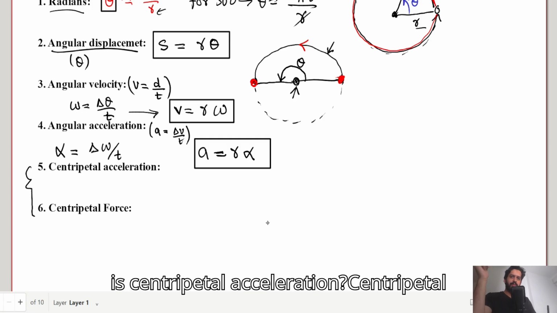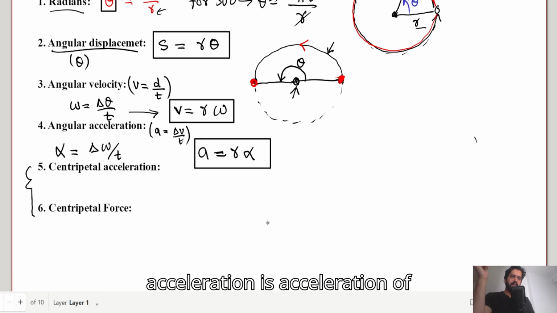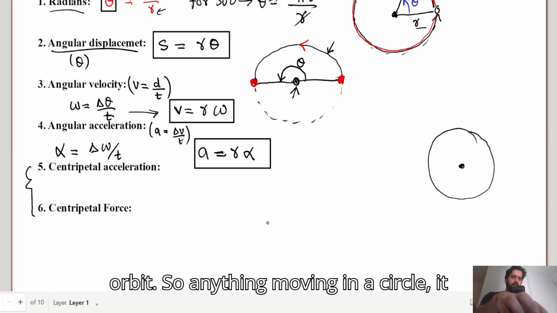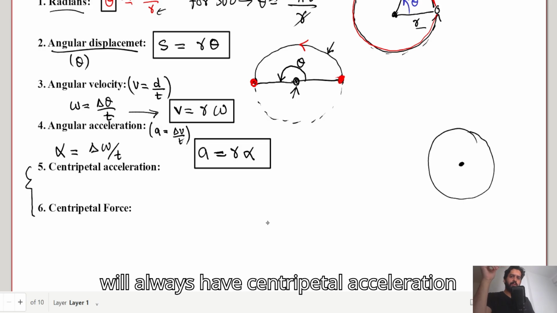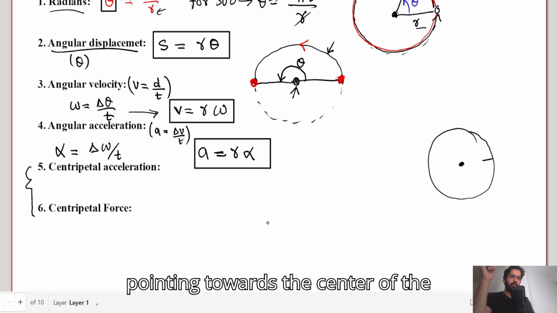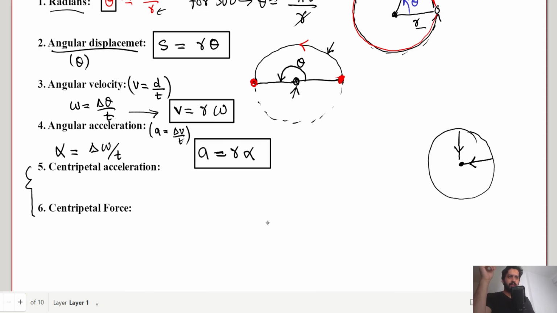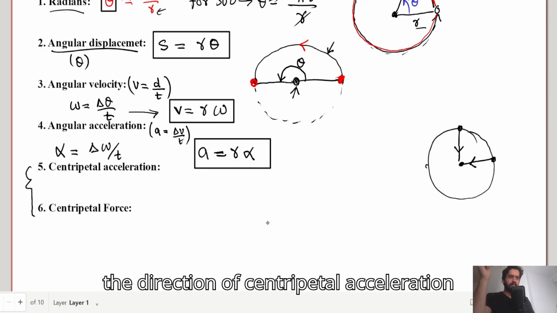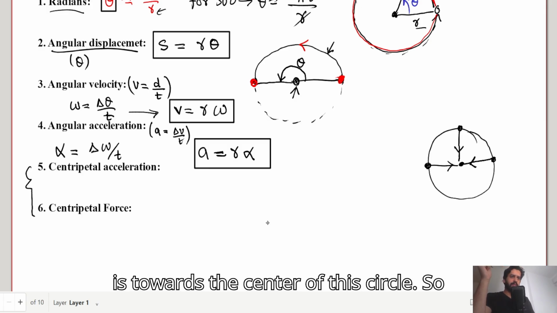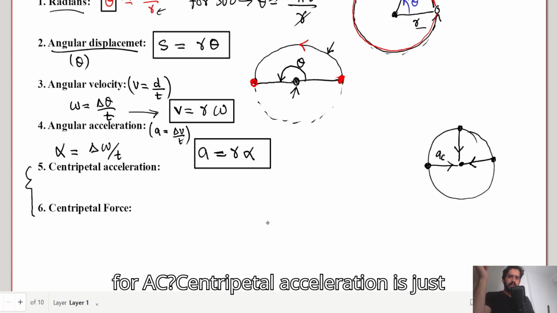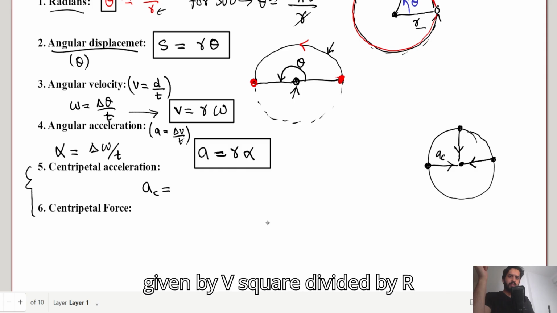So what is centripetal acceleration? Centripetal acceleration is acceleration of anything that is moving in a circular orbit. So anything moving in a circle will always have centripetal acceleration pointing towards the center of the circle. At any point, the direction of centripetal acceleration is towards the center of this circle. So this is AC. Now, what is the equation for AC? Centripetal acceleration is just given by v square divided by r.